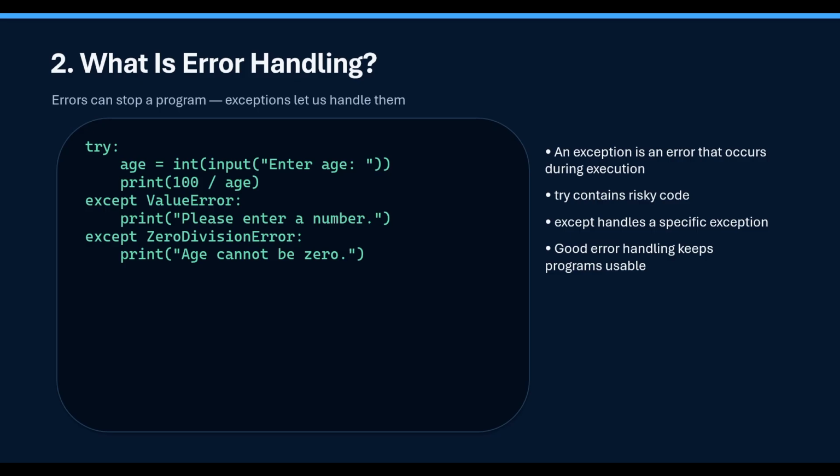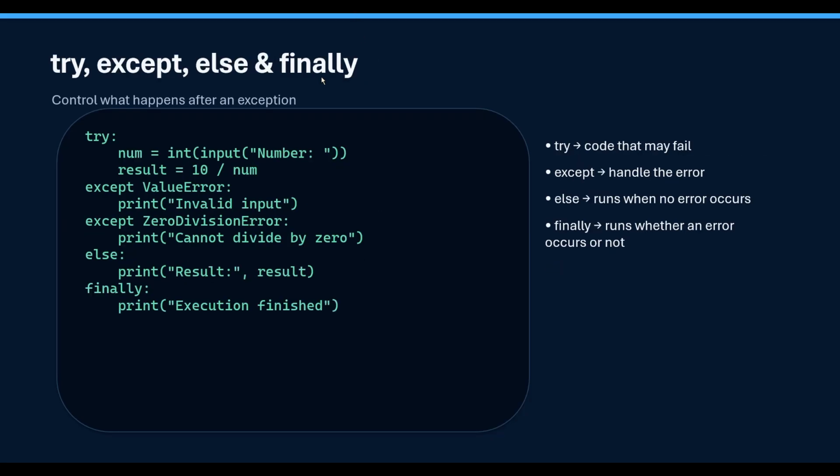Now let's start with our next slide. Here we have try, except, else and finally. So these are some terms with which we can handle the error. So try works for code that may fail. Suppose you are writing a code but you know it can fail sometimes, so you will write that code in try. And except will handle the error. Let's say a value error appeared, so you can handle it by using except.